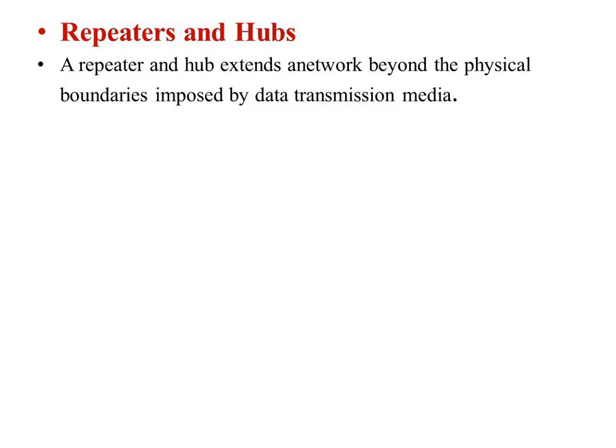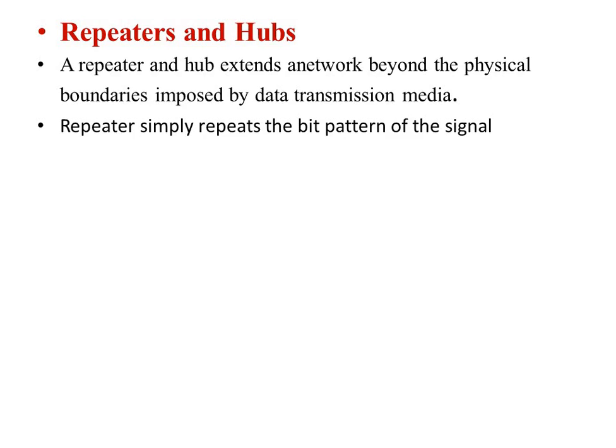So what are the limitations and what are the functions of these repeaters? Let us try to understand. A repeater and a hub extend a network beyond the physical boundaries imposed by the data transmission. Whenever you are using any networking technology, it has its own limitations because of the transmission media. A cable may go up to 300 meters, and thereafter there is a problem. At that time, repeaters and hubs will come to your rescue, and they will help you to extend your network. A repeater simply repeats the bit pattern of a signal. It will simply repeat your digital signal.